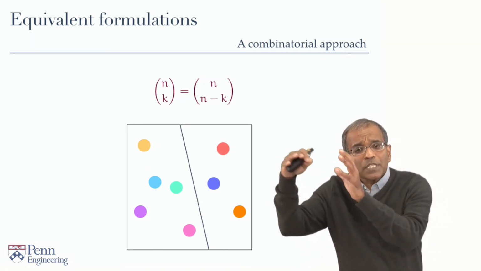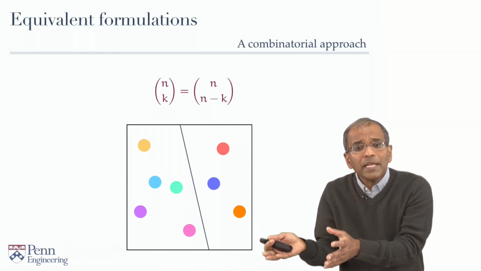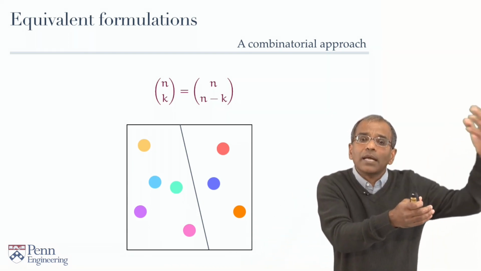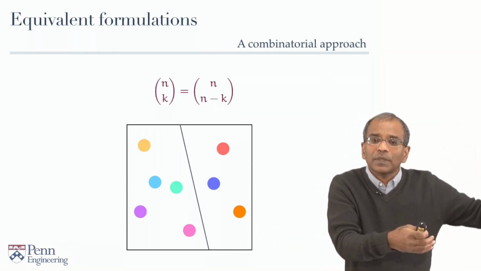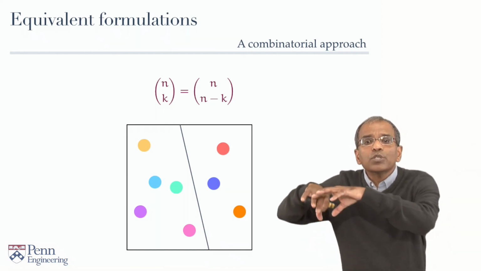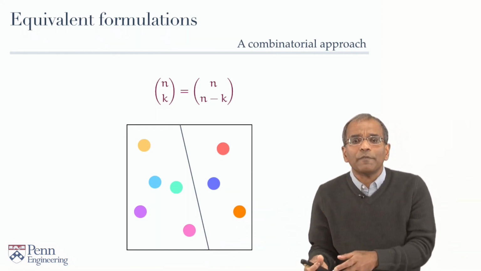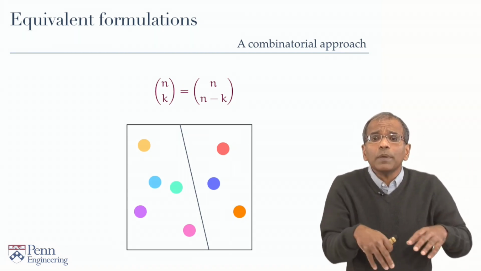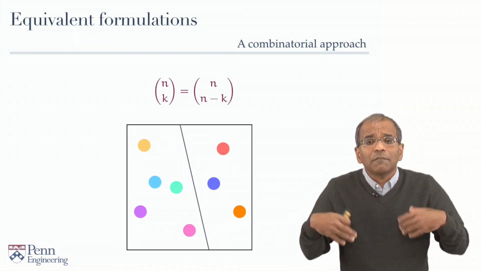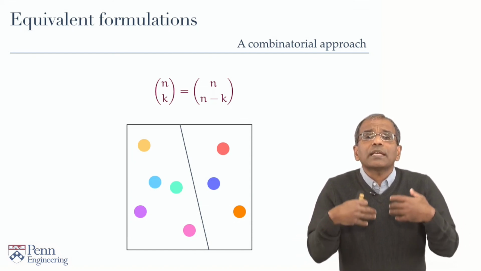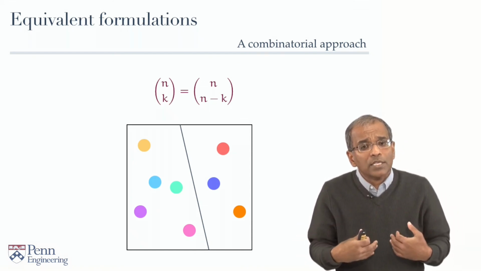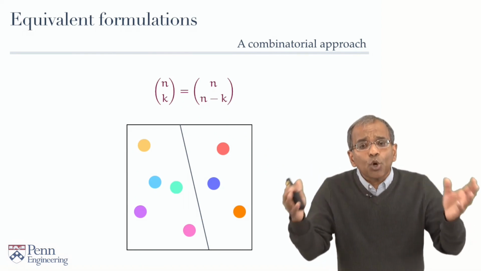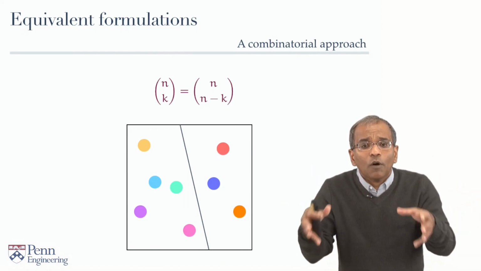Now, the moment you specify k, that means you've left out n minus k members of the population. Specifying those that are selected is equivalent to specifying those that are not selected. And therefore it becomes obvious that, in fact, n choose k must be exactly n choose n minus k. Here's a purely combinatorial argument for this kind of identity.